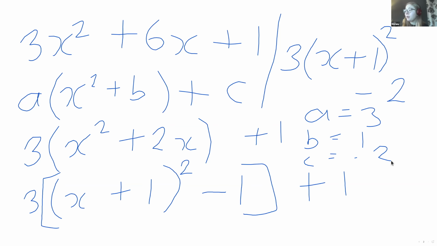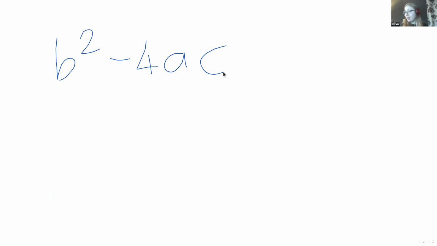Final thing, absolute final thing, the discriminant. The discriminant comes up so often. If you remember the quadratic formula, which you all should by this point, the bit in the square root, b squared minus 4ac, is the discriminant. It tells us how many roots an equation is going to have.